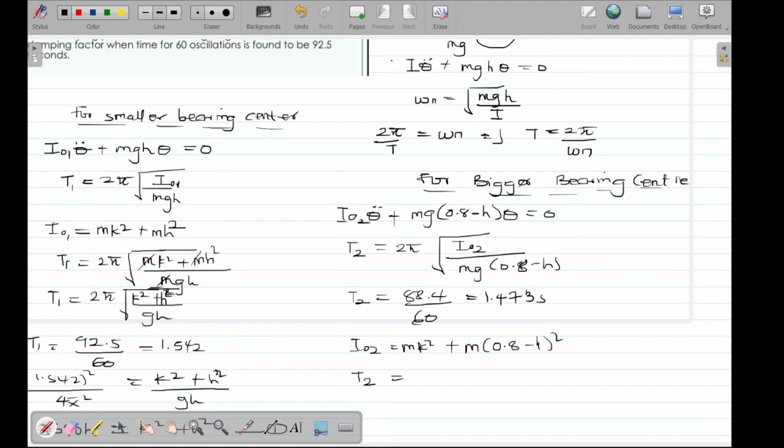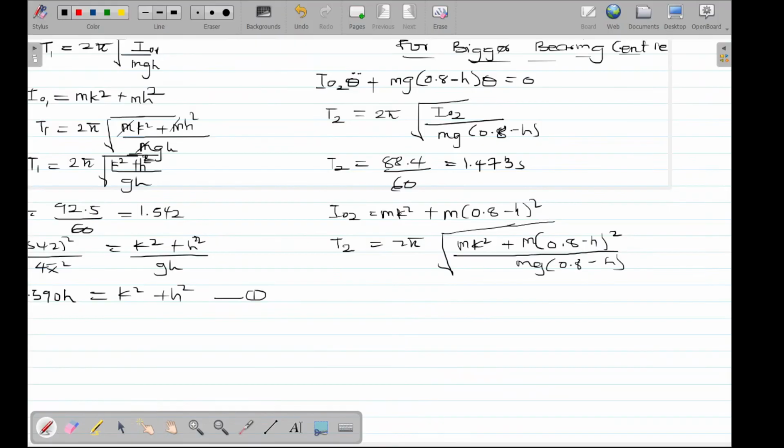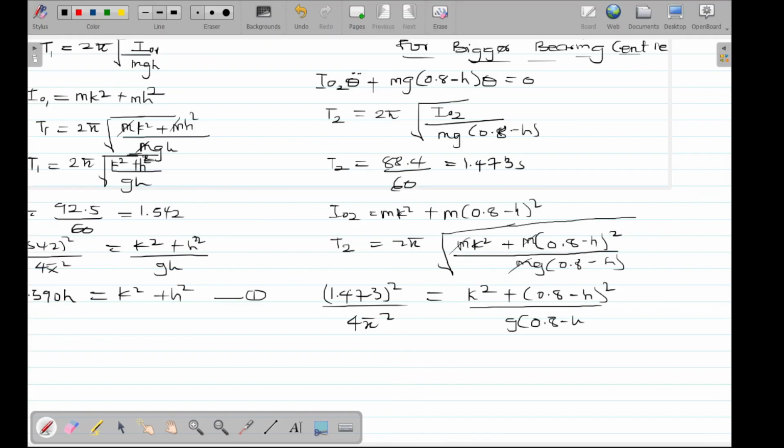We know I naught 2 is equal to mk squared plus m into bracket 0.8 minus h squared. So from here we can say T2 is equal to 2 pi square root of mk squared plus m into brackets 0.8 minus h squared all on mg 0.8 minus h. Don't go and cancel this and this, I beg you. But if I factorize the m out, m will cancel m and m here. So we have 1.473 squared all over 4 pi squared to be equal to k squared plus 0.8 minus h all squared, all divided by g times 0.8 minus h.